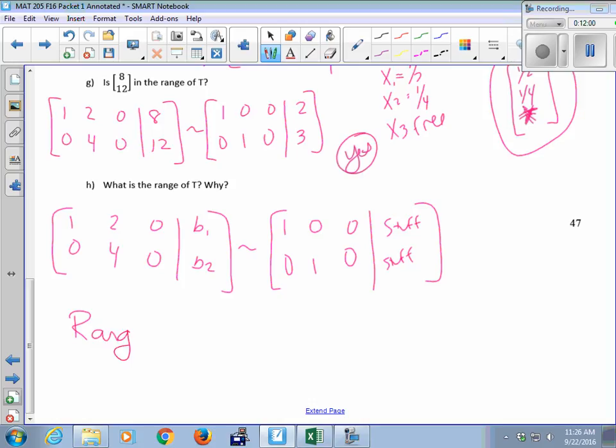Each row has a pivot. Range is R2 because each row has a pivot. Okay, so no matter what I put in, no matter what 2-entry vector I want to find out, is it in the range, the answer will always be yes, because the system will always be consistent with a pivot in every row.